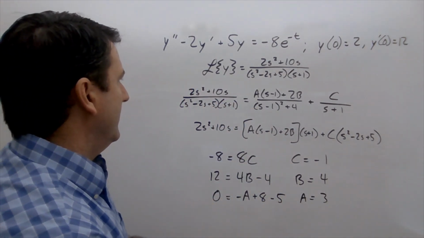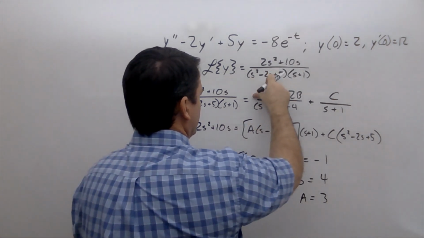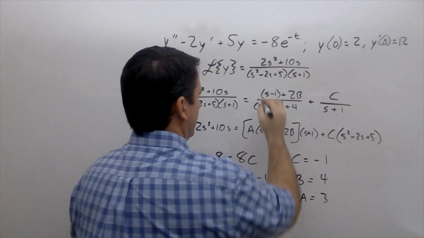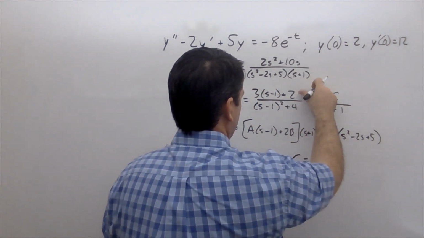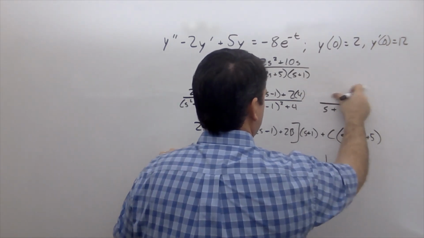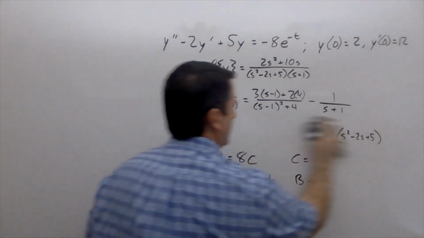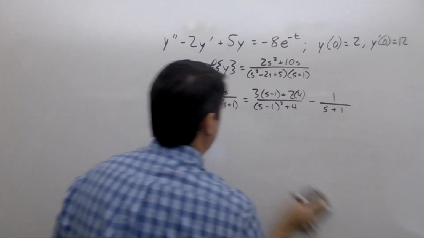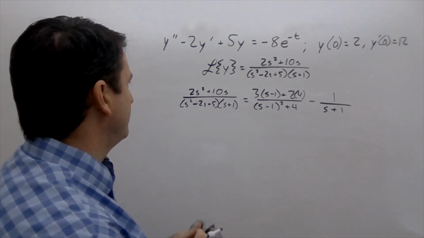And then we can go back up here and replace this. So we plug in a 3 for that A, and a 4 for that B, and a -1 for the C. All right. Now we're ready to take the inverse Laplace transform of this.